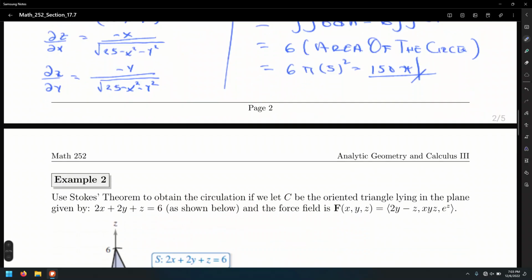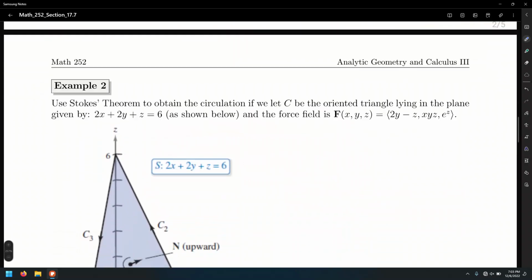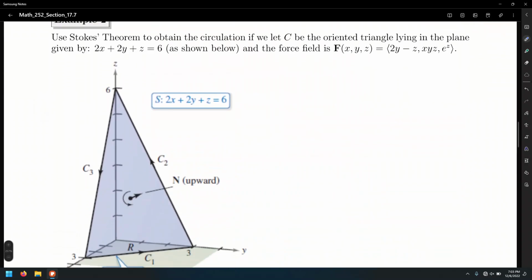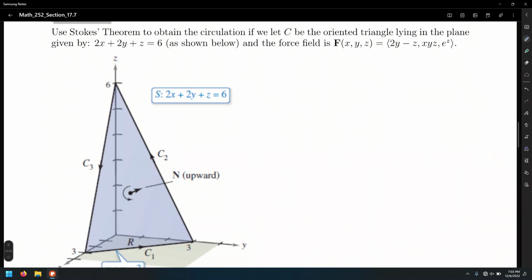For the next example, let's use Stokes' theorem to obtain the circulation if we let C be the oriented triangle lying on the plane given by the equation 2x plus 2y plus z equals 6, as shown in the figure below. And of course, we need a force field given by 2yz, comma xyz, comma e to the z. Yeah, e to the z.